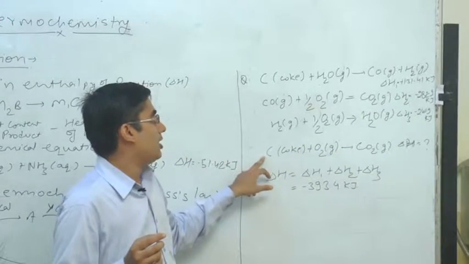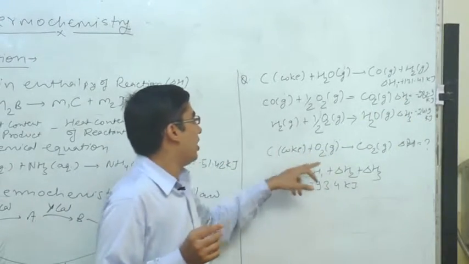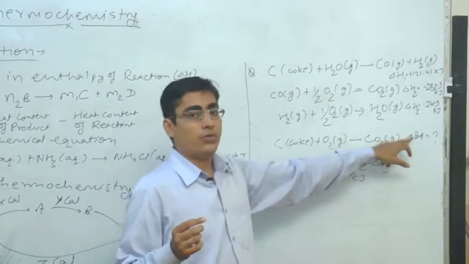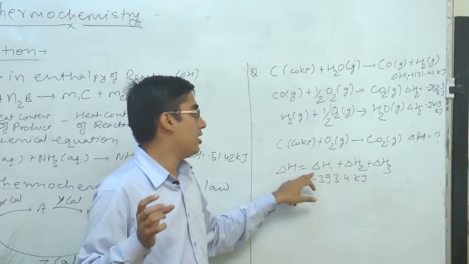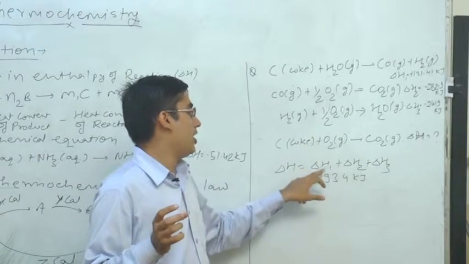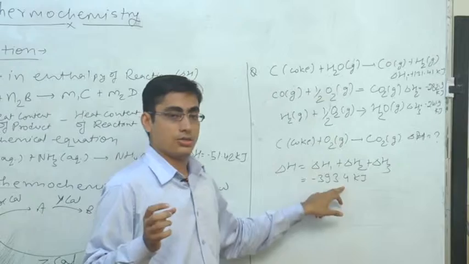Then what will be the delta H for these reactions? We can calculate delta H for these reactions by adding the enthalpies of all three reactions. When we add them, we get the answer.